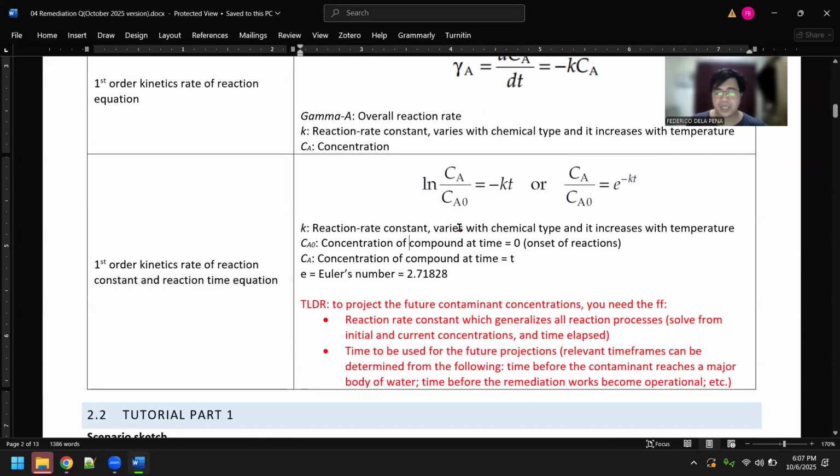Now we can express the changes in concentration over time as long as you have these variables. Okay. As long as you have the initial concentration, so it's really important to measure the concentration of the contamination at the start, okay, as soon as possible. And then as long as you know the reaction rate constant.